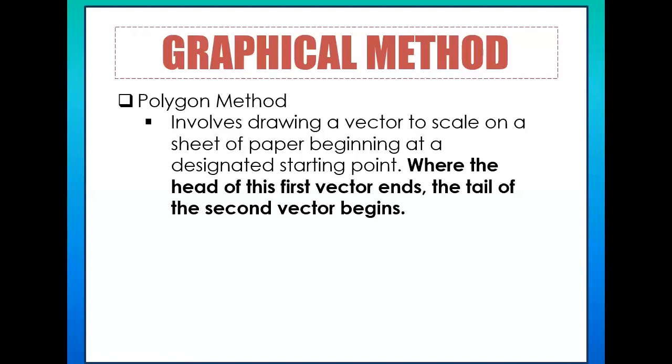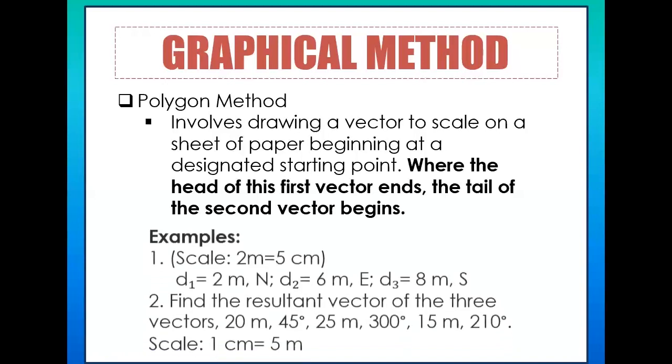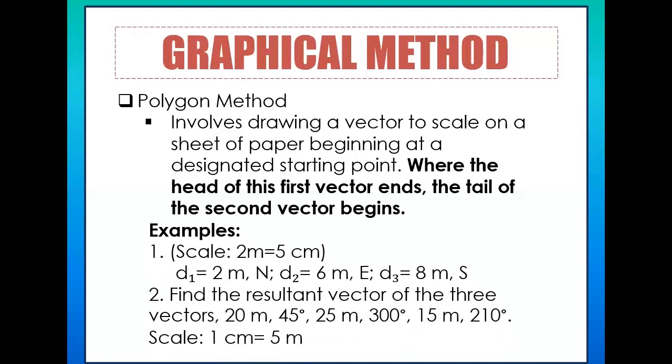Now, I mentioned the protocols that we have to apply in this graphical method, which is the polygon method. Here are the examples. For number one, having this scale, 2 meters is equal to 5 centimeters, we have displacements 1 to 3. For displacement 1, we have 2 meters north. For displacement 2, we have 6 meters east. For the third vector, we have 8 meters south.